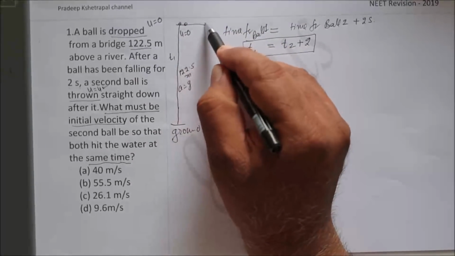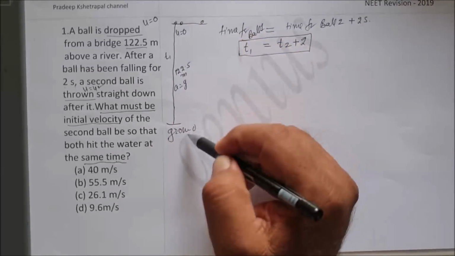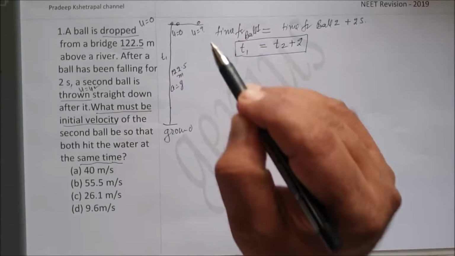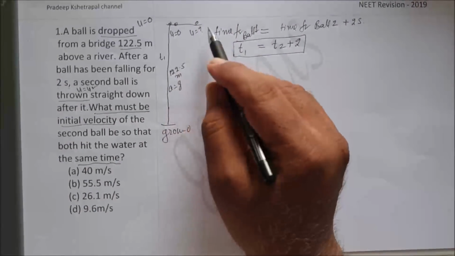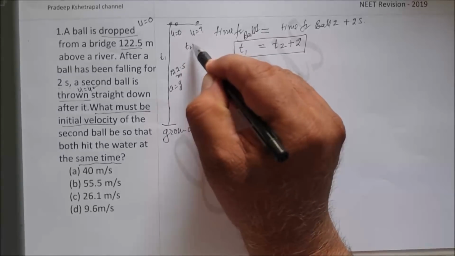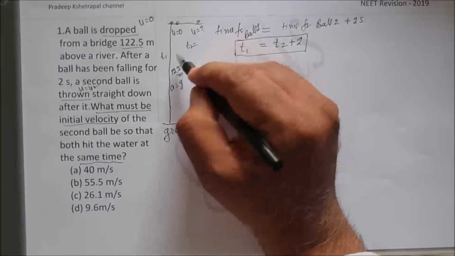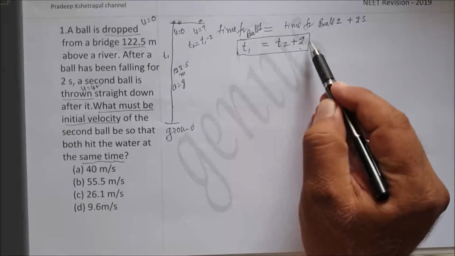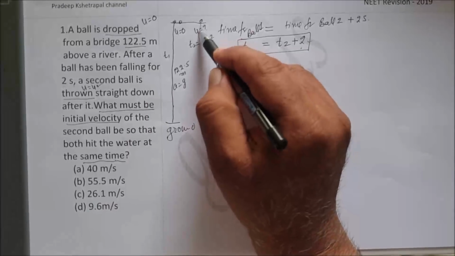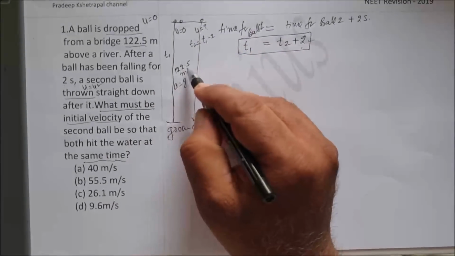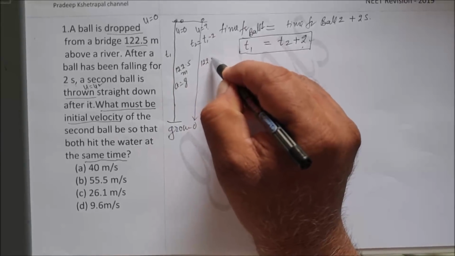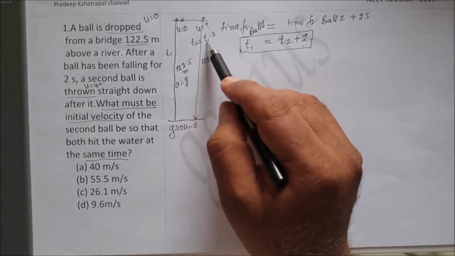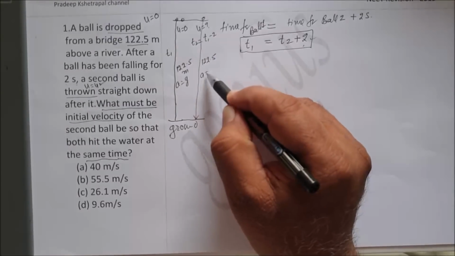Now for the second ball, what do we know? u we don't know, we have to find it out. So we write it u. Then time t2, this we have already written. t2 is less by 2 seconds. So t1 minus 2, that is what we have written here. Then when it is falling down, the height is same, 122.5, and they fall at the same time. So the total time is t1 minus 2, and acceleration is same.